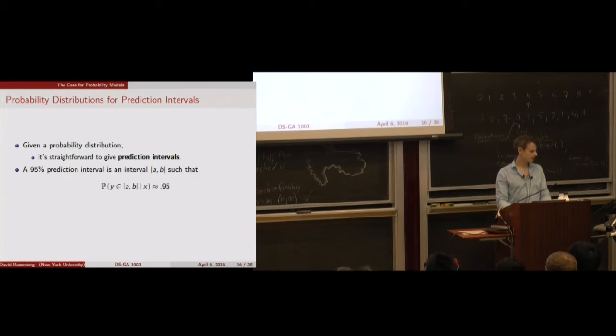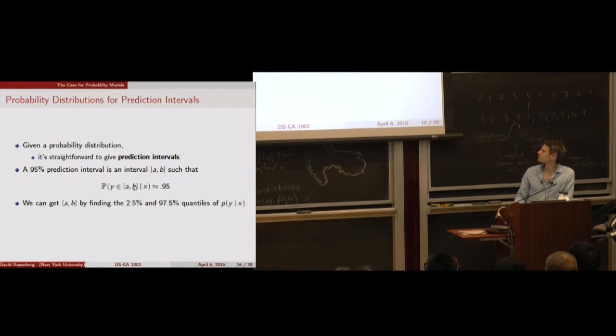How do you do that? Well, if you have the distribution, it's pretty trivial. You just find two values, a and b, so that the probability that y is between those things according to your predicted distribution is 0.95. So you can do that with quantiles, et cetera.